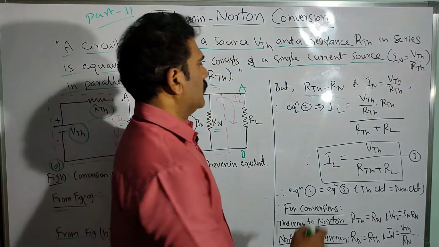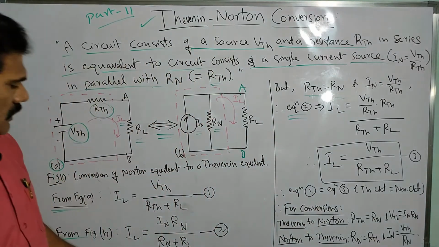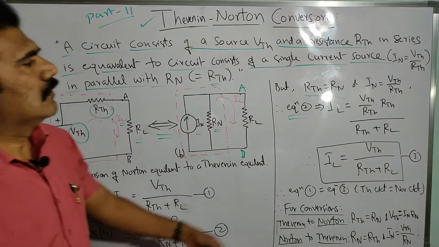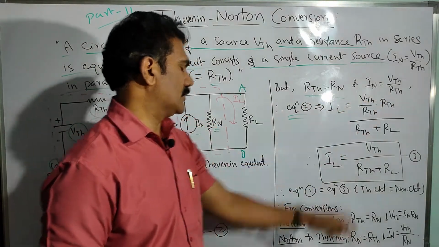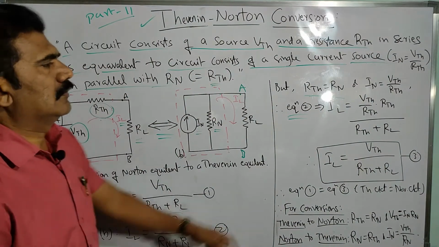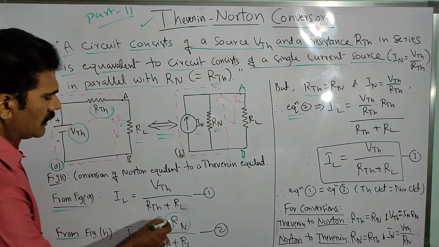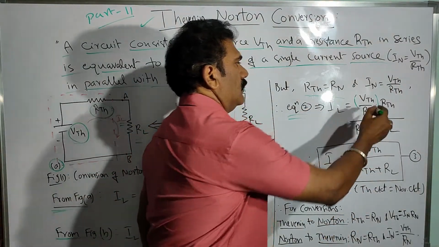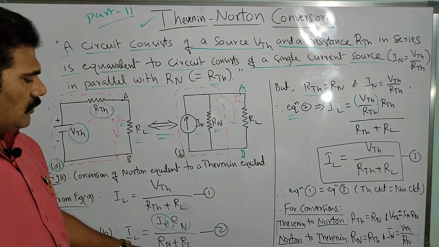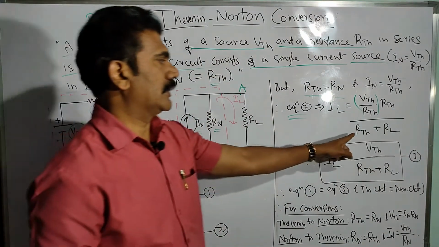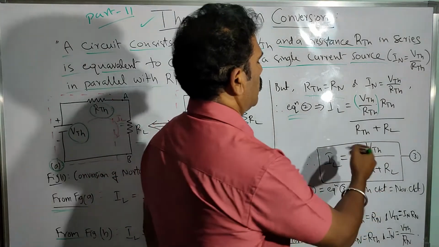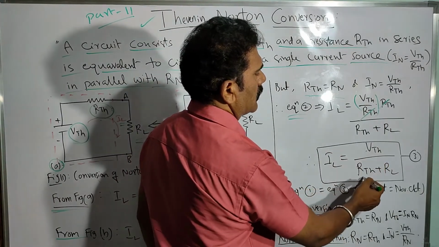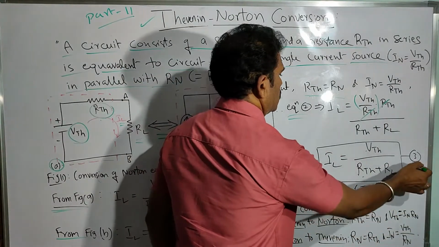So now, from equation 2, IL is IN into RN. Wherever we have RN, you just substitute it as RTH, and wherever we have IN, substitute that IN as VTH by RTH. In the denominator, of course, again RN plus RL is there, and I can take RN as RTH, correct? Then simplify it. RTH cancels, and we are left with VTH divided by RTH plus RL. Let it be equation 3.